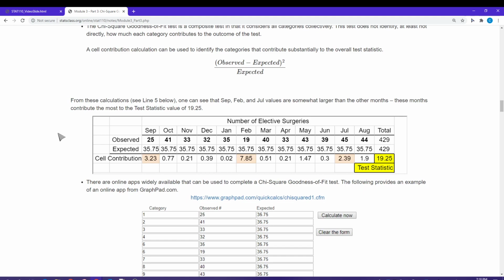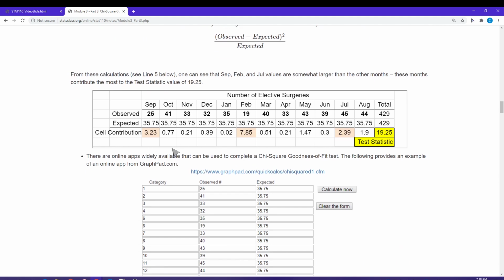One thing that you can do with the chi-square test is compute the quantity of observed minus expected squared divided by expected. We did that earlier in part 2 of this module. One advantage of doing that is that you can see which cells or which categories are really far off from the expected. And we call this idea the cell contribution.